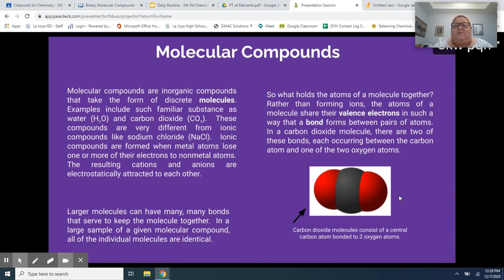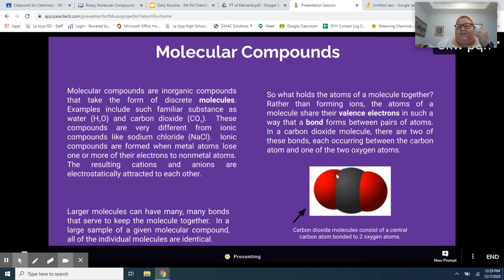So what holds atoms of a molecule together? Rather than forming ions, the atoms of molecules share their valence electrons, right? Not those inner electrons, those outer electrons. Those valence electrons are shared in such a way that a bond forms between the pairs of atoms. In a carbon dioxide molecule, there are 2 of these bonds, each occurring between carbon and oxygen. So you have a bond between the valence electrons of a carbon and oxygen here, and then a second bond between carbon and the oxygen on the right.